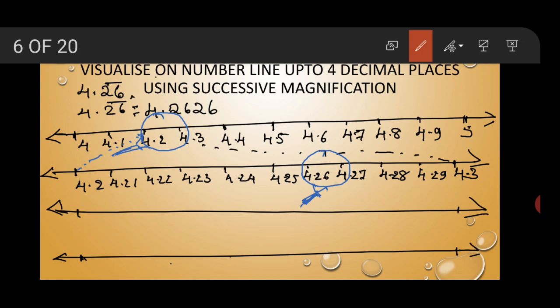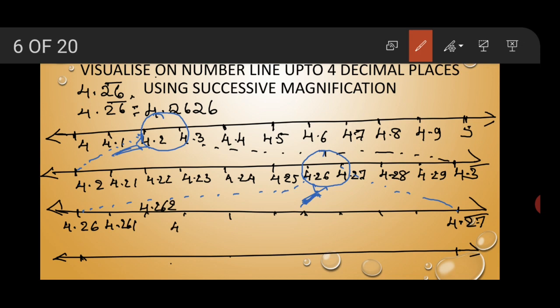Again, this is the magnifying lens. Now what are the 2 boundaries? This is 4.26 and this is 4.27. Write down 4.26. This is what? 4.27. So divide this into equal 10 parts. Now this is what? First point is 4.261.